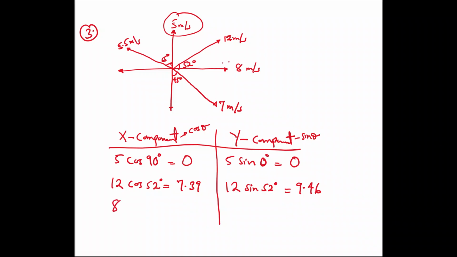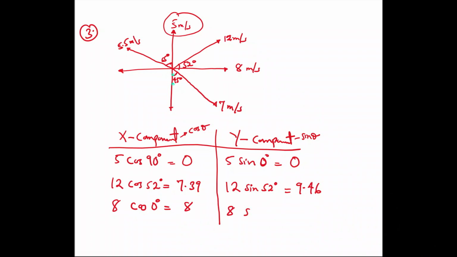Okay, so now we have 8. Now this one is on the x component, so it's directly facing this side. It does not have any angle. It's just going on a straight line. So that will be angle 0 degrees. So that will be 8 cos 0 degrees, which equals 8 because cos 0 is 1.